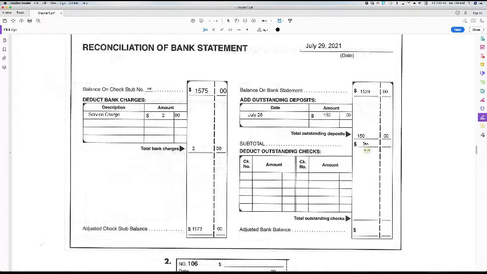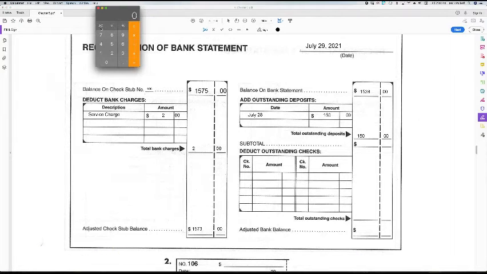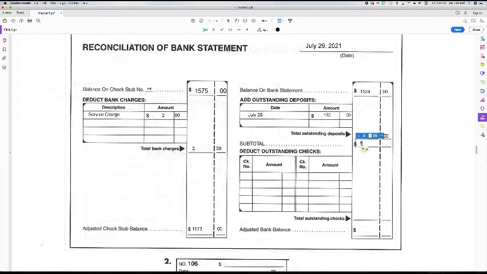Now, in order to calculate the subtotal, we are going to take the balance on the bank statement and add it to the total outstanding deposits. So if we take 1,528 and add it to 150, that will give us 1,678 for our subtotal.